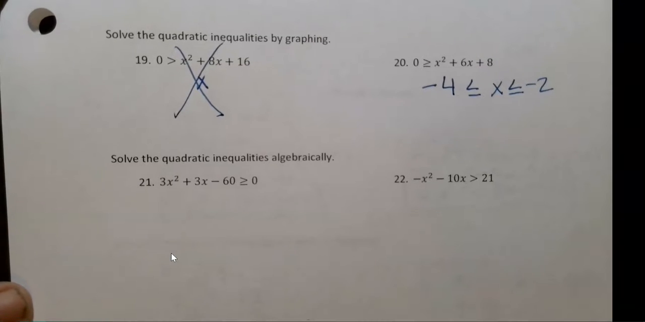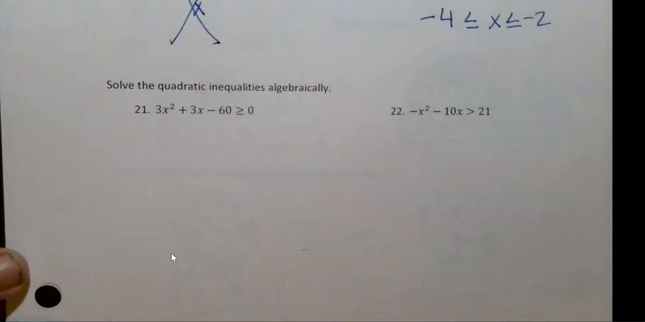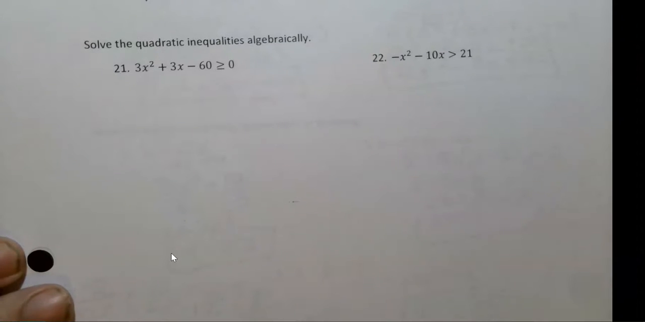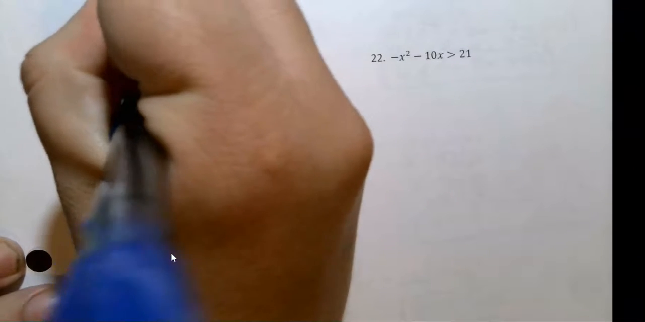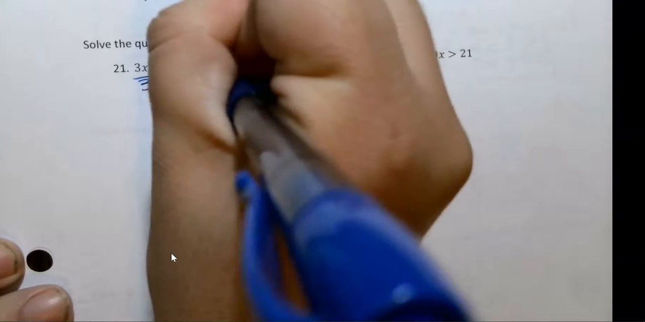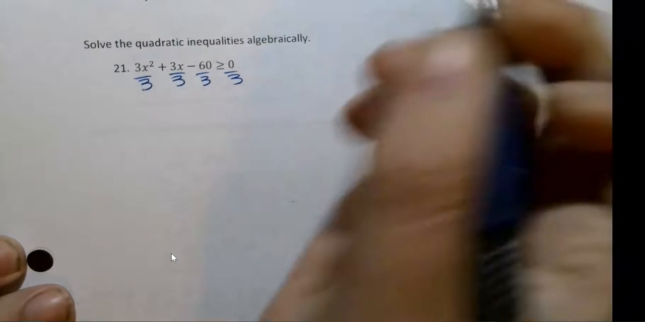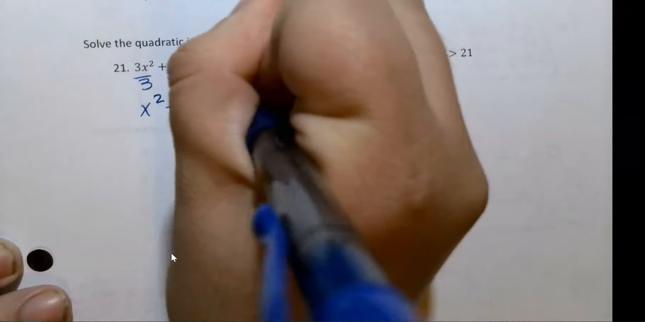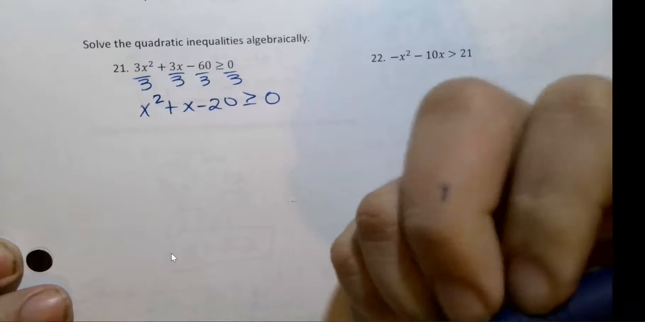Okay. Numbers 21 and 22 want me to solve it algebraically. So what I want to do here is factor it. On number 21, all of these are divisible by 3, so I'm going to divide everything in the inequality by 3. I get x squared plus x minus 20 is greater than or equal to 0.